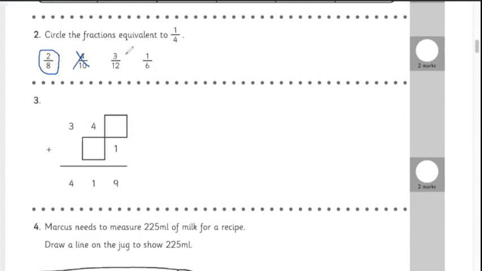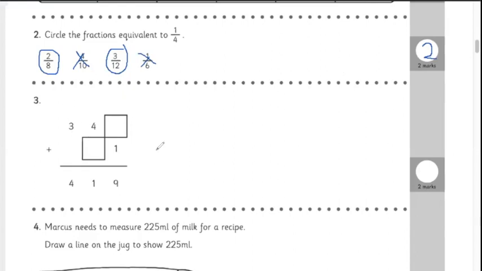3 times 4 is 12, so that is an equivalent fraction. And 1 times 4 isn't 6, so that's not an equivalent fraction. Okay, so 2 8ths and 3 12ths are the equivalent fractions. For each one of those you got right, you get 1 mark. So if you got both, you get 2 marks. Okay, give me a thumbs up if that makes sense. Lovely, lovely, lovely. Right, okay, number 3.